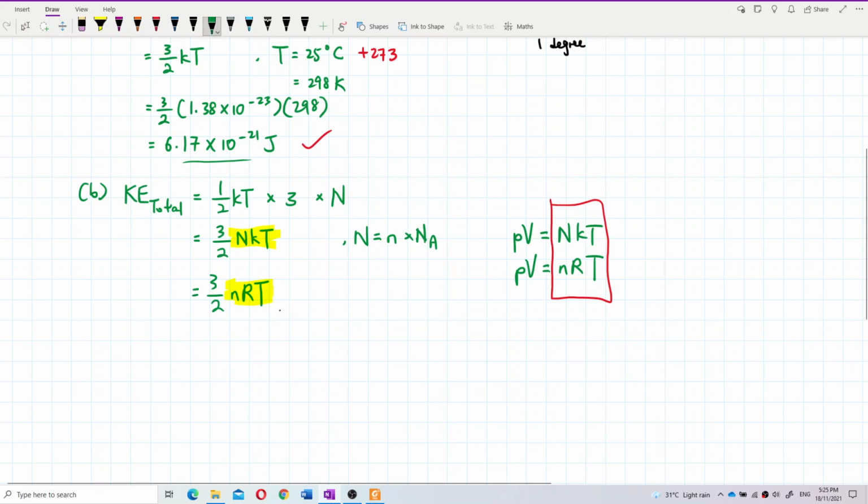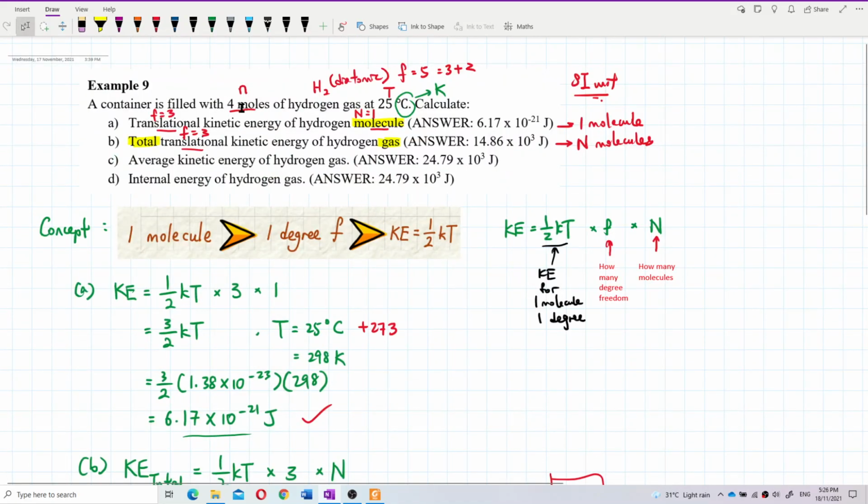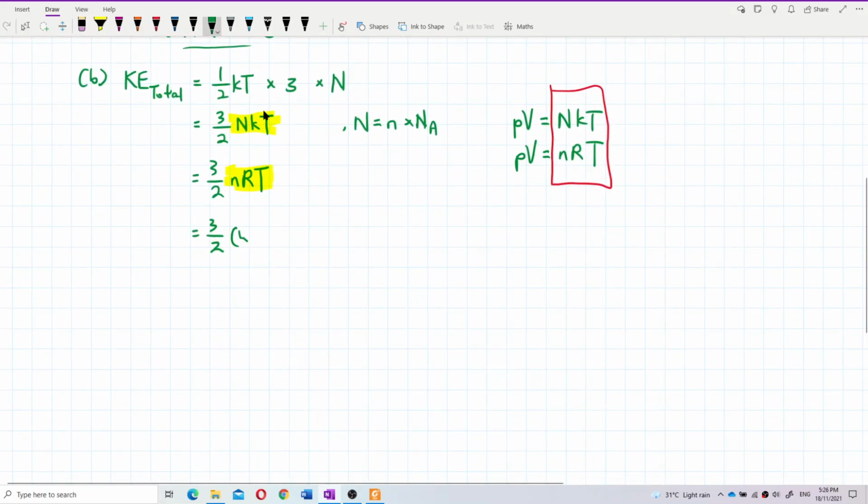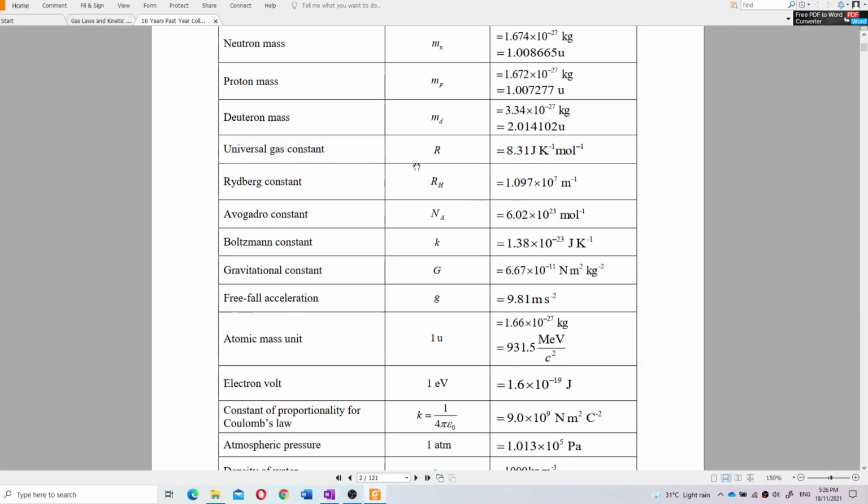Okay, now let's continue. This is 3/2. How many moles do we have? 4 moles. And R is 8.31. Also, remember, always use the value in the list of constants. Don't use the value in the calculator, because the answer scheme always follows the list of constants.